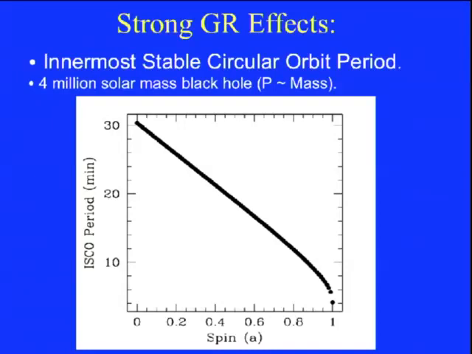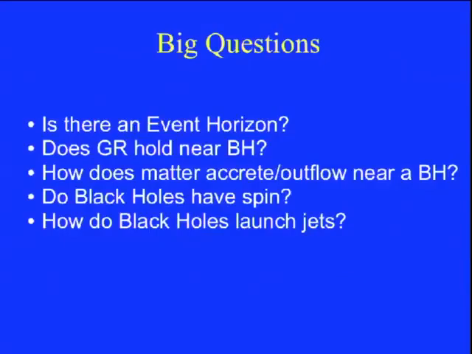So we are after big questions. We are trying to answer, is there an event horizon? Was Einstein right in the strong gravity case? How does matter get in and then get directed out of these black holes? Do black holes have spin? And how do they launch those magnificent jets?